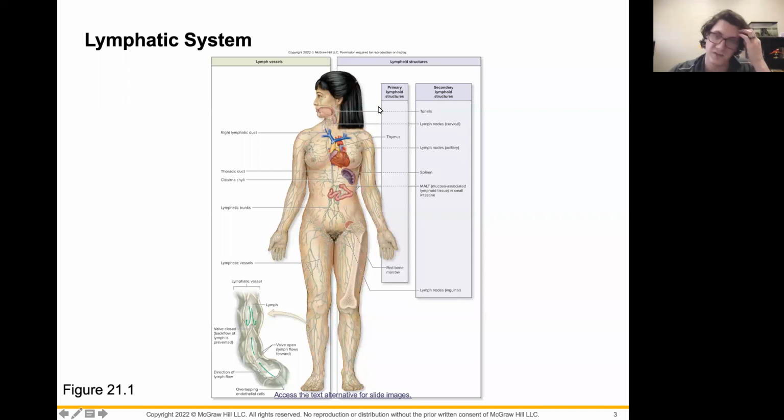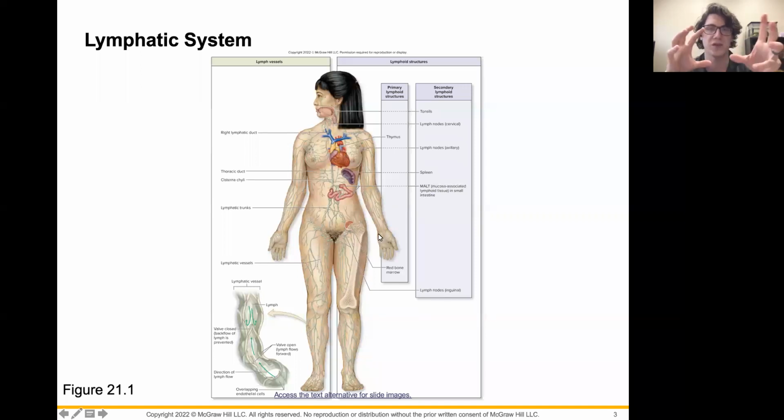And then we also have lots of secondary structures. This is where we're going to house those made and matured cells. So you may have heard of tonsils. So we have 3 different types of tonsils up kind of in our head and mouth region, okay, as well as several clusters of lymph nodes. So here's a cluster of lymph nodes in our cervical region, here's a cluster of lymph nodes in our axillary region, and a cluster of lymph nodes down here in our inguinal region. But if you look, you can see lymph nodes in several other places.